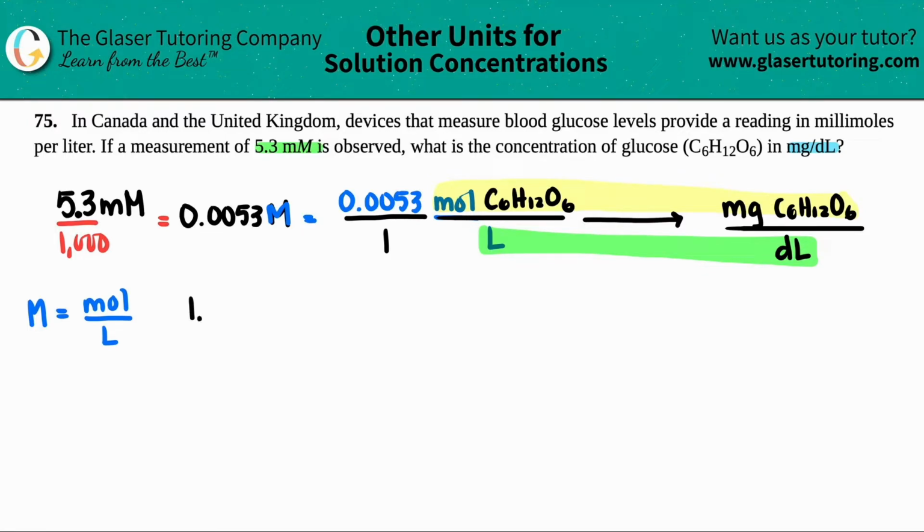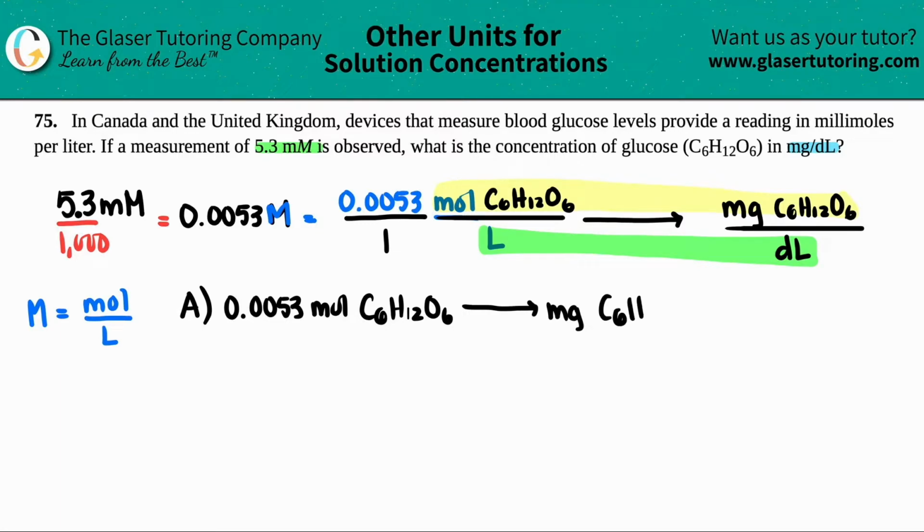So now the first thing I'm going to do, wait a minute, maybe I'll label this as A. The first thing I'm going to do is take the 0.0053 moles of the C6H12O6 and convert it into milligrams of C6H12O6.